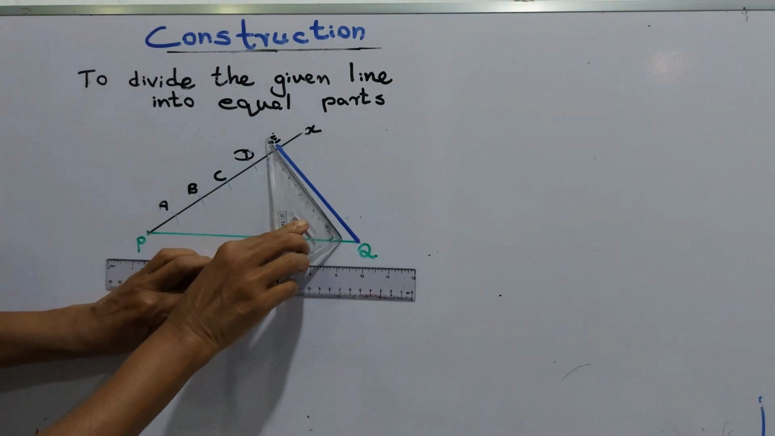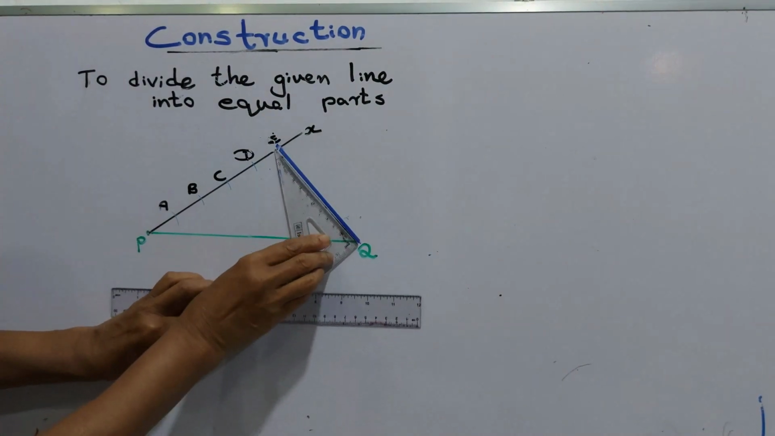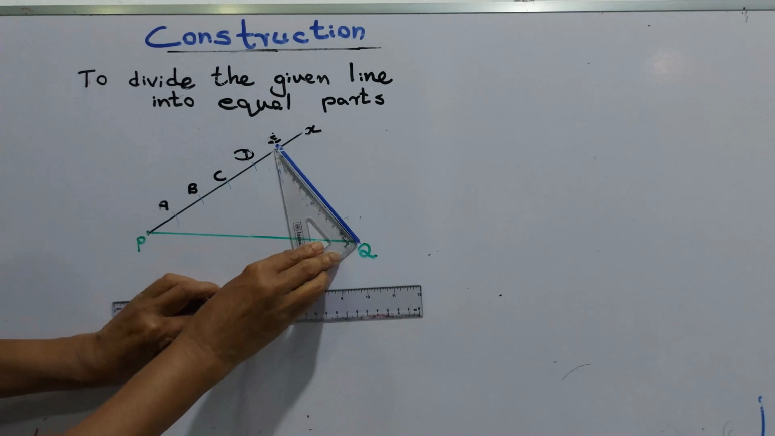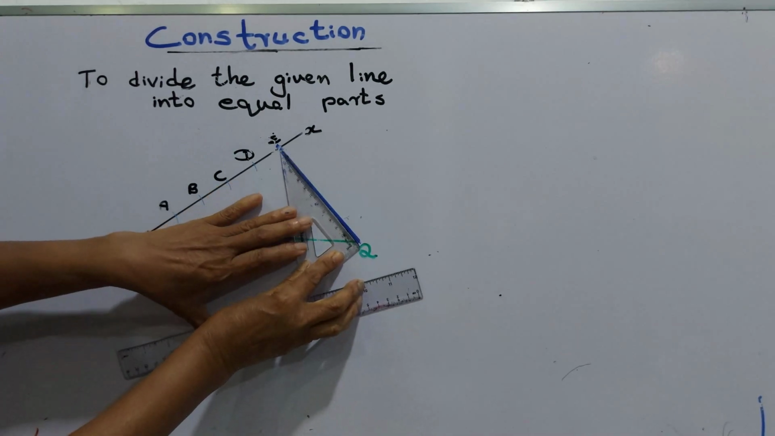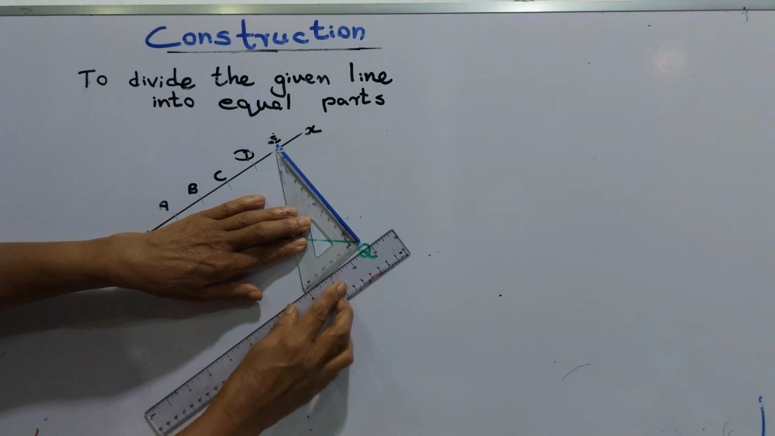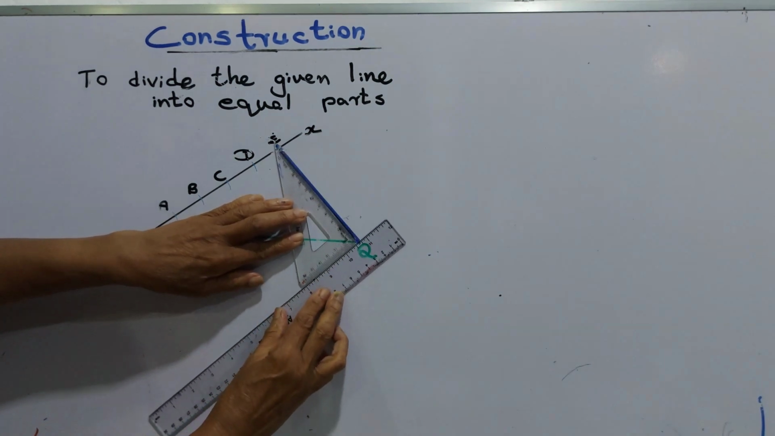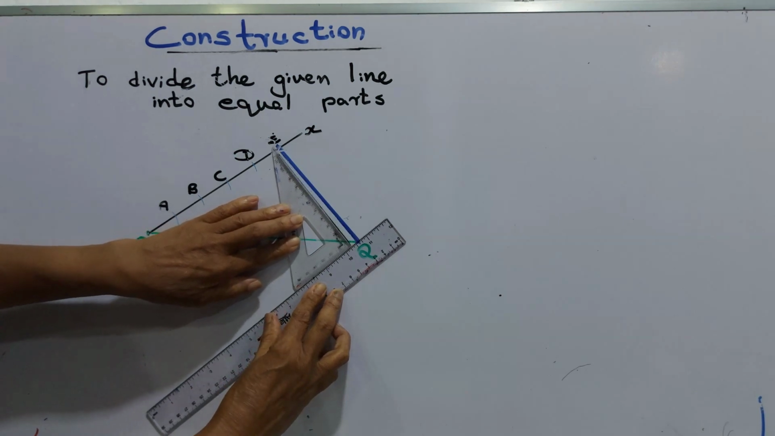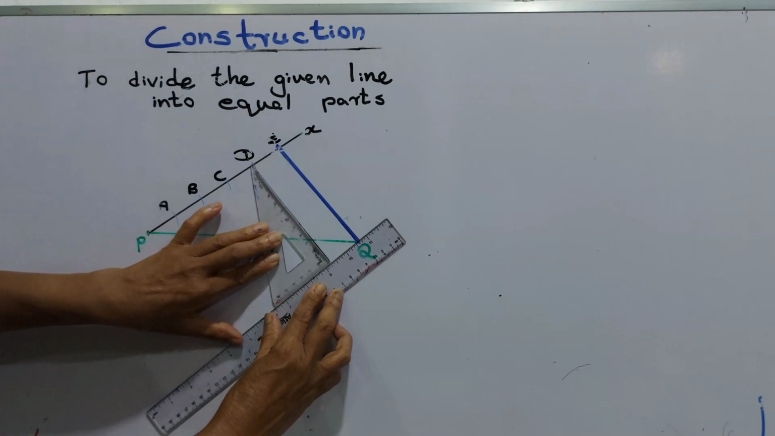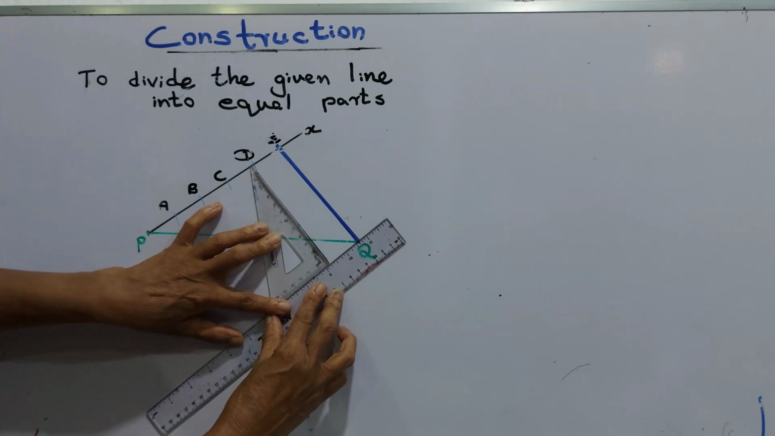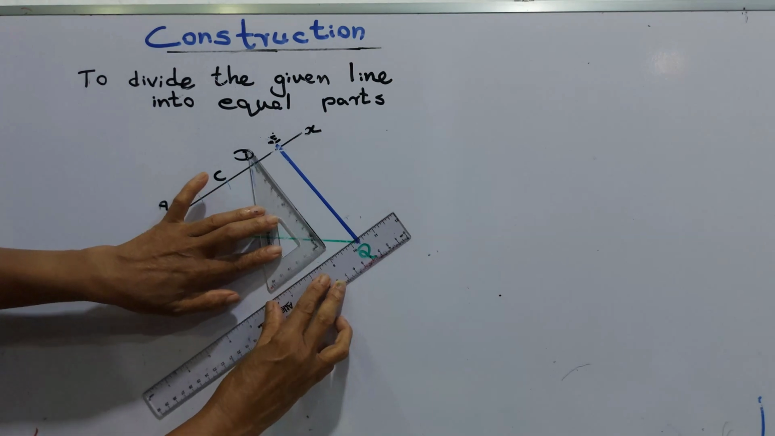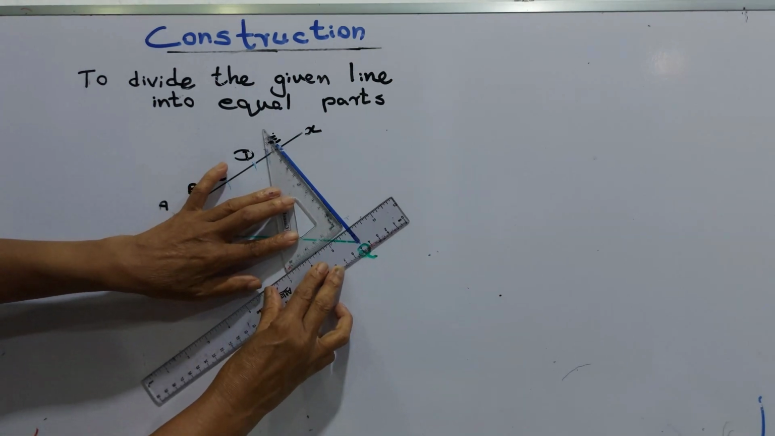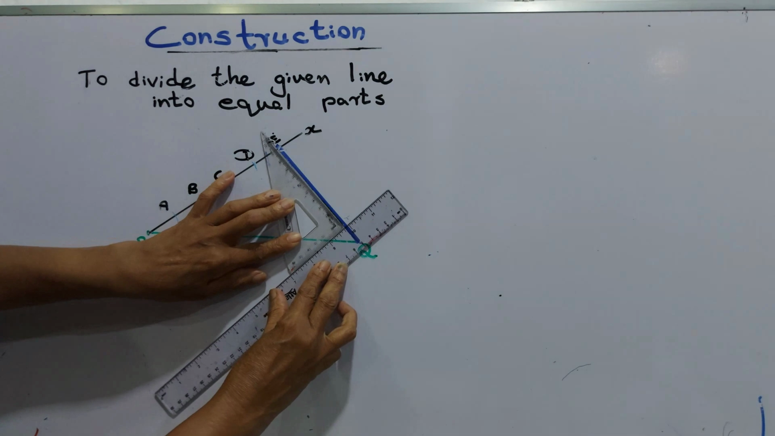Then you already know, take the set square here. We can draw a parallel line to EQ. This is the set square. Keep it on the ruler like this. Then move the set square forward. Then you can draw another line here. Like this, you can draw a parallel line to EQ. Keep the set square on the ruler like this. Then move it forward.